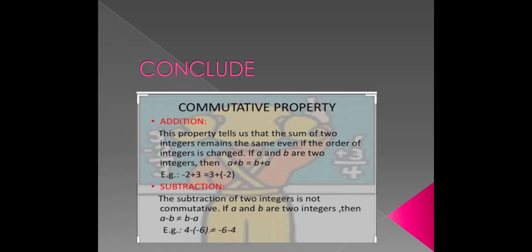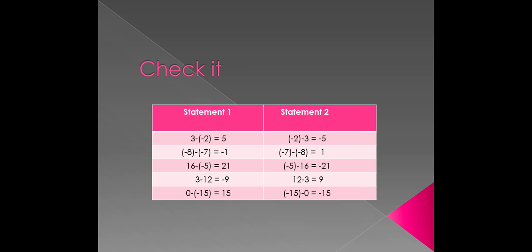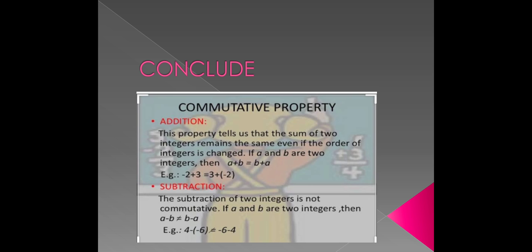Because student, subtraction of two integers is not commutative. If a and b are two integers, then a minus b is not equal to b minus a. There is one example for you, student: 4 minus minus 6 will not be equal to minus 6 minus 4. We have seen many examples here. So students, we can say that the commutative property is not followed for integers under subtraction.